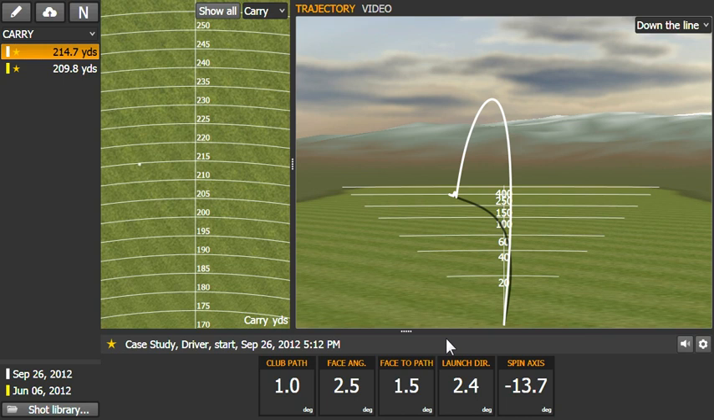So you can see how important it is to understand horizontal gear effect and how it affects the flight of the ball. You have to know where that ball was struck on the face. And as you can see, mishits can produce a ball flight that is totally different from what you would expect given the path and face positions at impact.